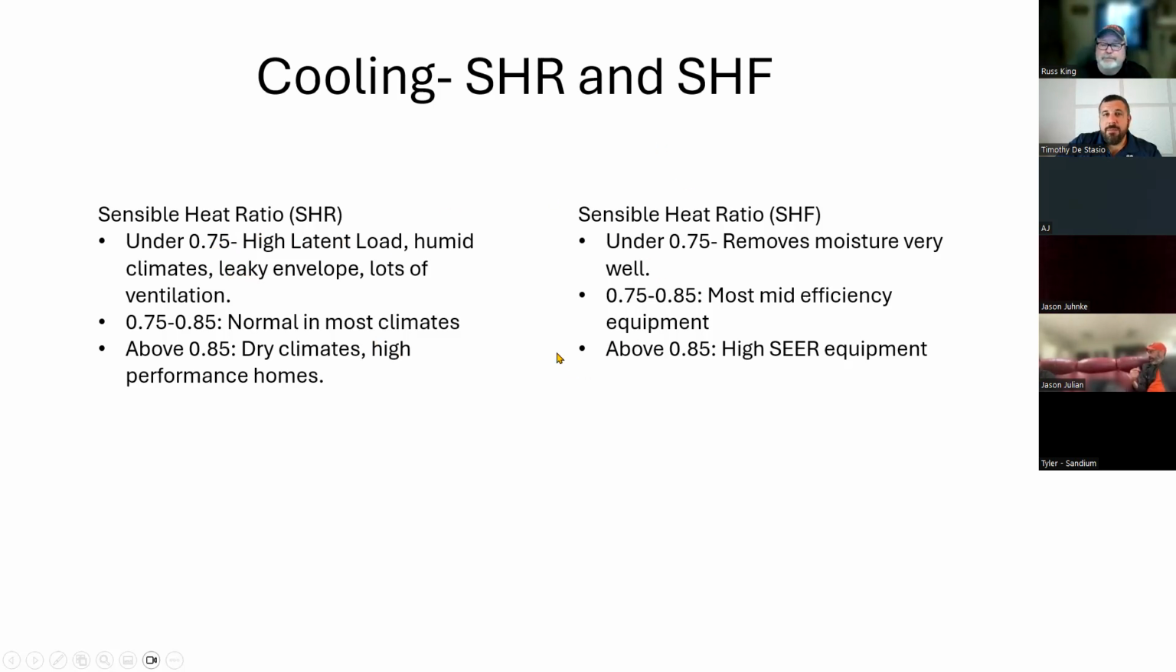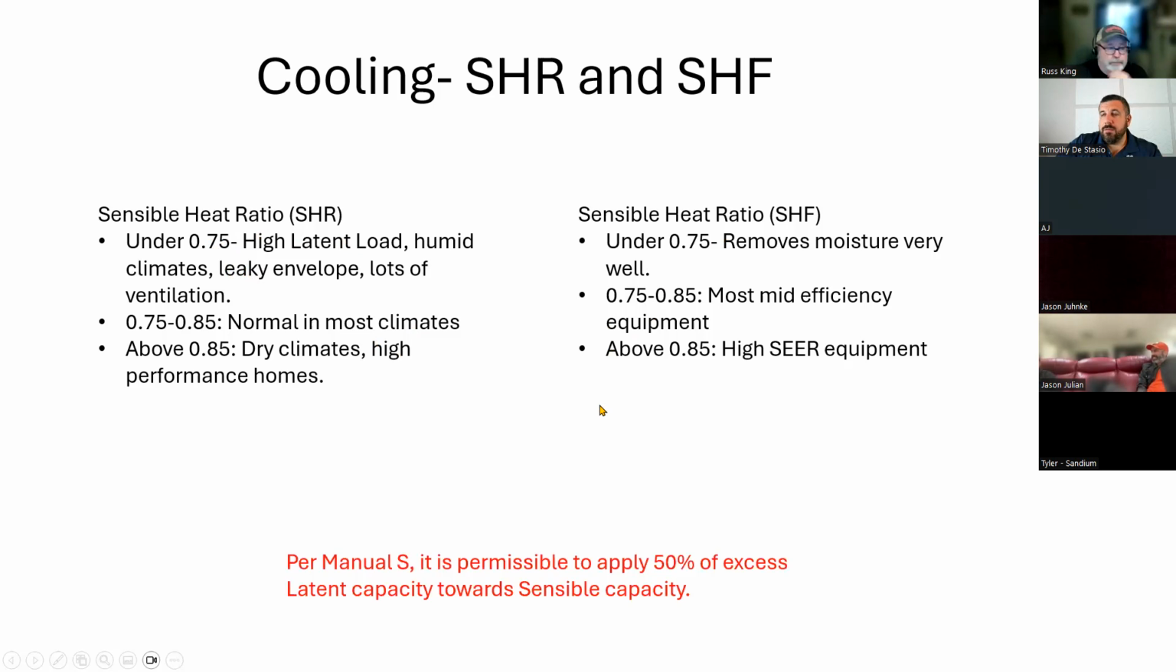That's why we have Manual S, because it's giving us guidelines to avoid those situations. Other thing to realize is that per Manual S, if you have excess latent capacity, so let's say it's the other way around, you've got way more latent capacity than latent load, you can take 50% of that excess latent capacity and apply it towards the sensible load. So if you're a little bit undersized on sensible, that gives you a little more sensible capacity, and a little more peace of mind that you're not going to have comfort problems.